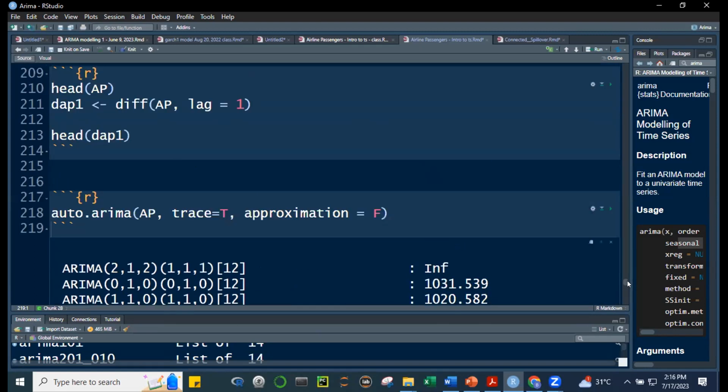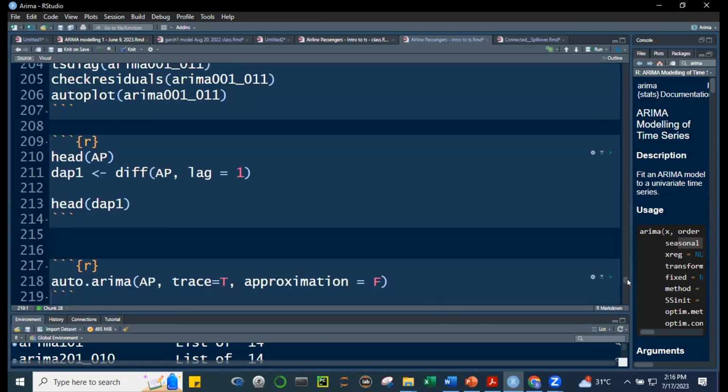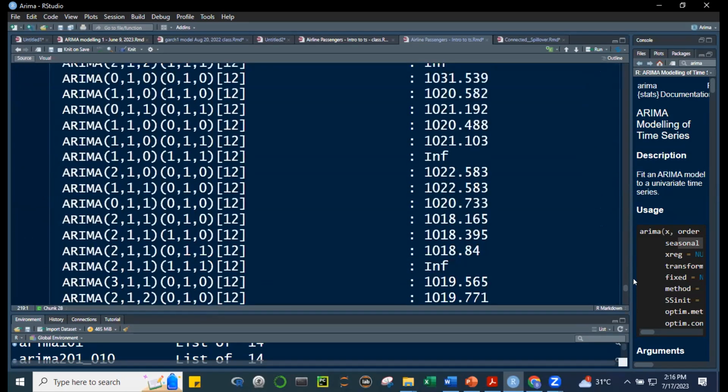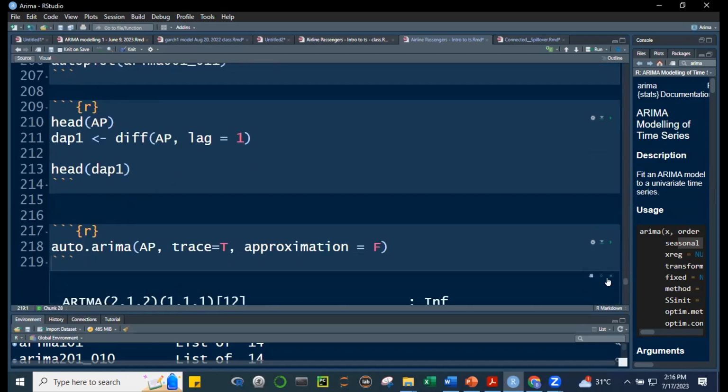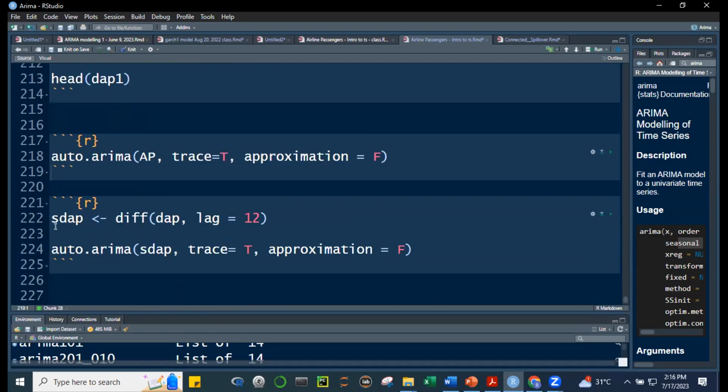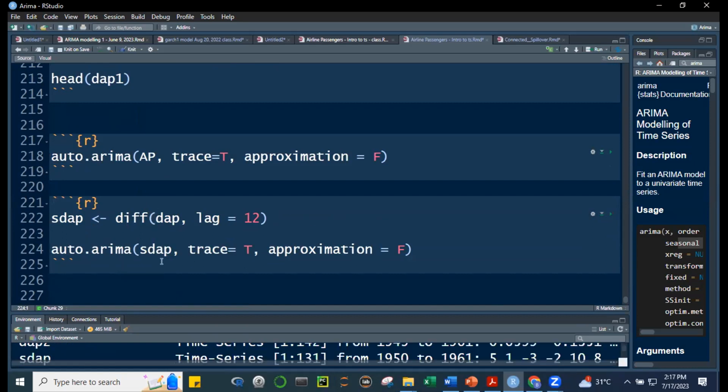Okay? Tapos ito naman class, so here, mag-create ako ng isang object na SDAP, which means seasonal difference, which is the difference of your first difference. Magdi-difference ako ng lag is equal to 12. Alright? So here I'm creating SDAP seasonal difference, and then auto.arima SDAP. Okay, let's see what happens to this solution.